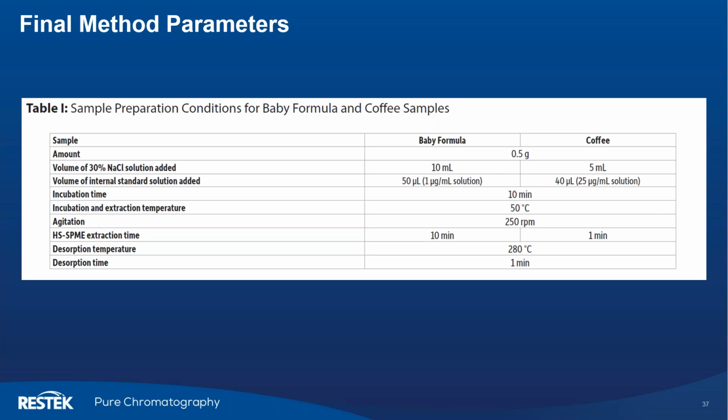And then we also had the use of an internal standard. Our incubation time, once it was evaluated, was set to 10 minutes, again using a 50 degrees Celsius extraction and incubation temperature. And then, as mentioned, we had a much longer extraction time for baby formula due to the low concentrations compared to that for coffee, where we could use a much shorter extraction time for this method. And then our desorption was at the fiber maximum temperature, or the phase coating maximum temperature, and was a 1 minute desorption.